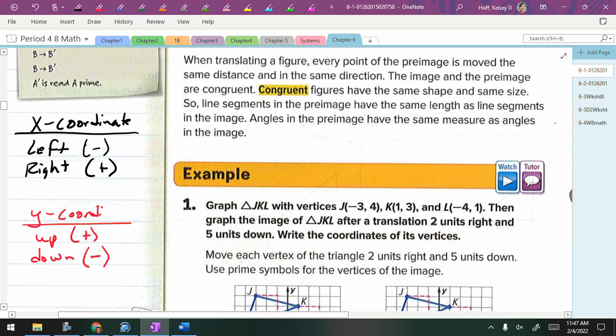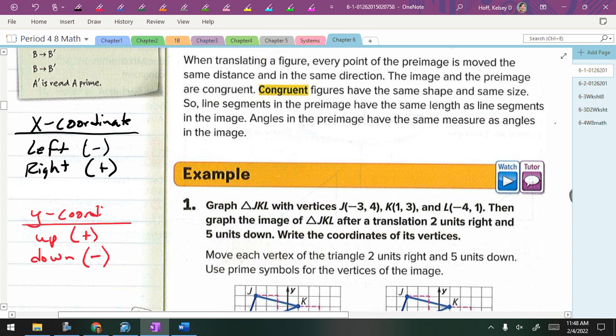When translating a figure, every point of the pre-image, what you start with, is moved the same distance and in the same direction. The image, or the end, and the pre-image, the beginning, are congruent. We talked about the word congruent earlier this year. Congruent figures have the same shape and the same size. So if they give you a picture and they say, translate triangle ABC right and up, and you end up with a square, you screwed up, right? Same size, same shape. It's going to be in a new place on the graph, but it's going to be the same size and the same shape.